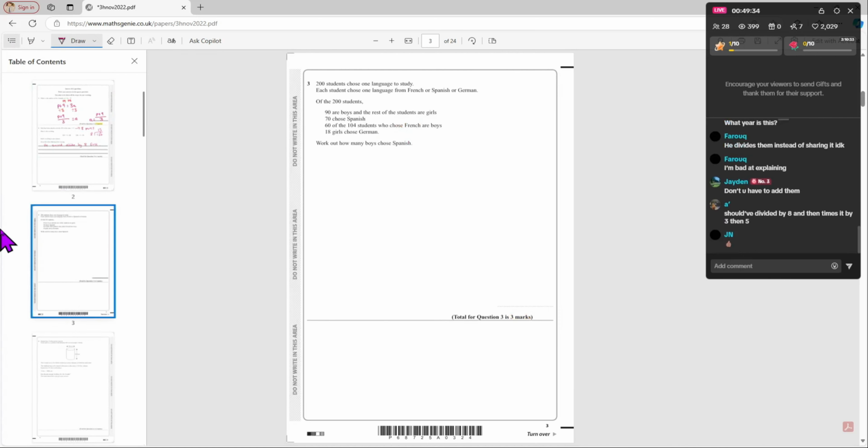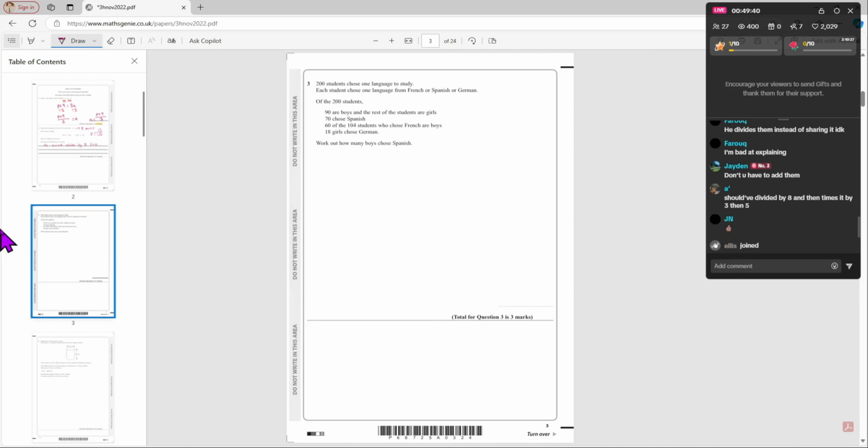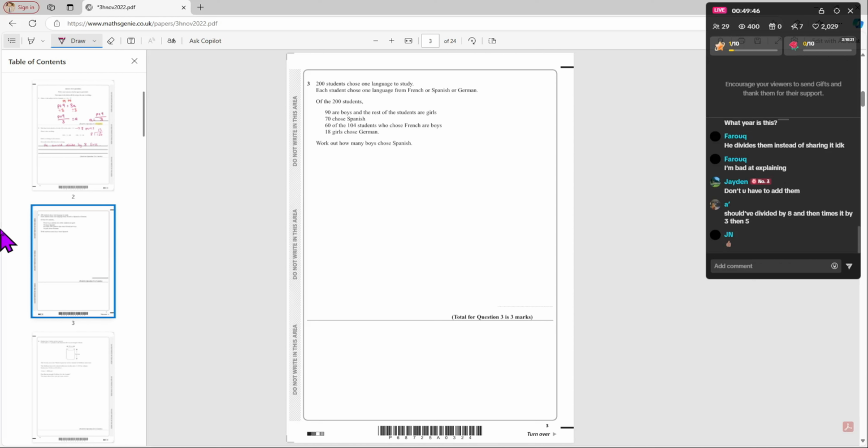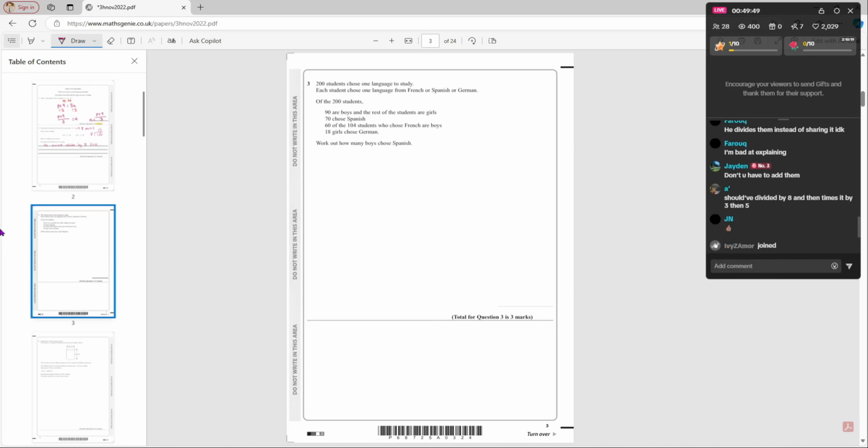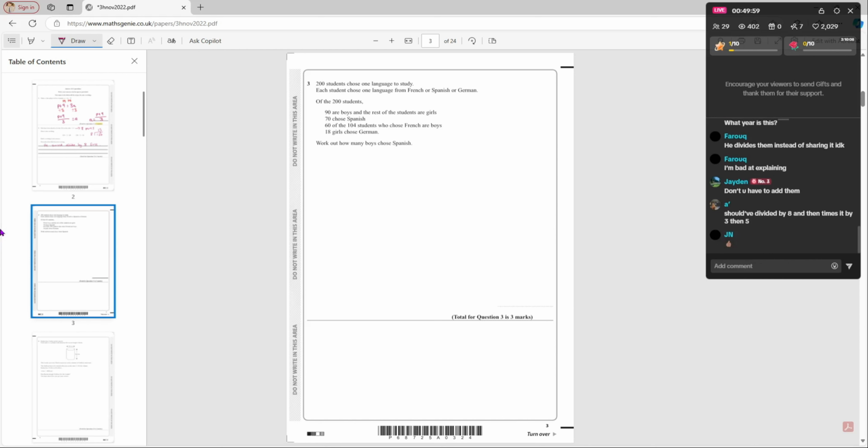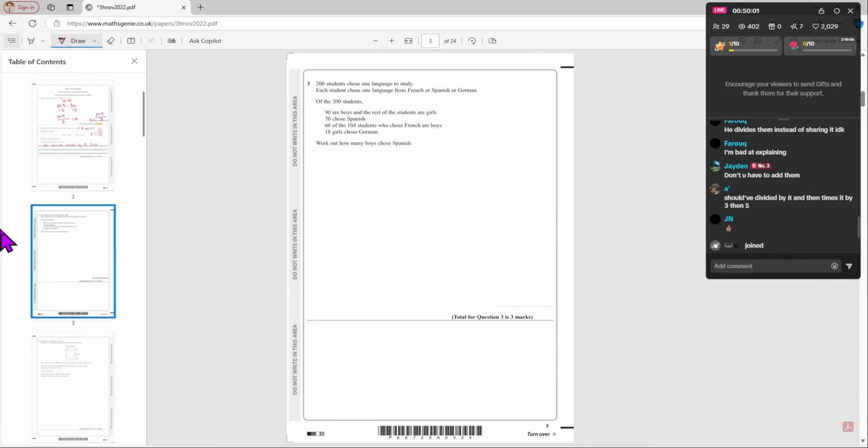So, we have question number 3. 200 students choose one language to study. Each student chooses one language from French or Spanish or German. Of the 200 students, 90 are boys and the rest of the students are girls. 70 choose Spanish. 60 of the 104 students who choose French are boys. 18 girls choose German. Work out how many boys chose Spanish.